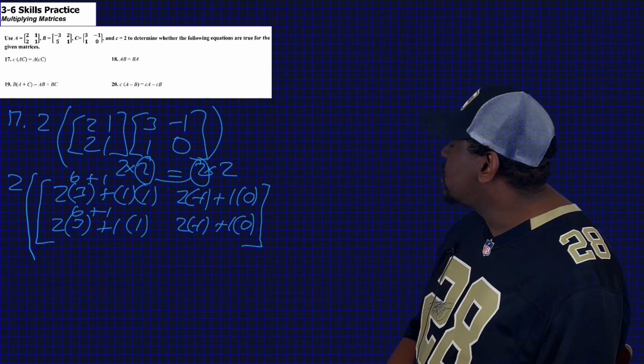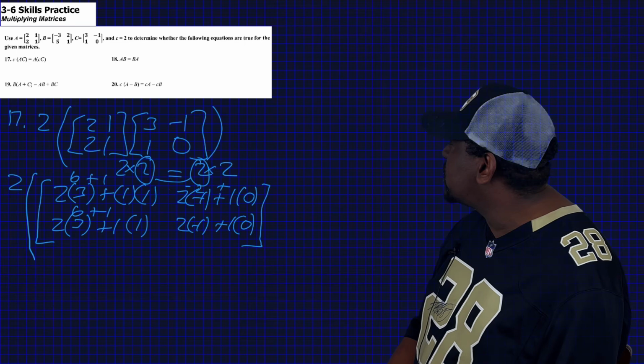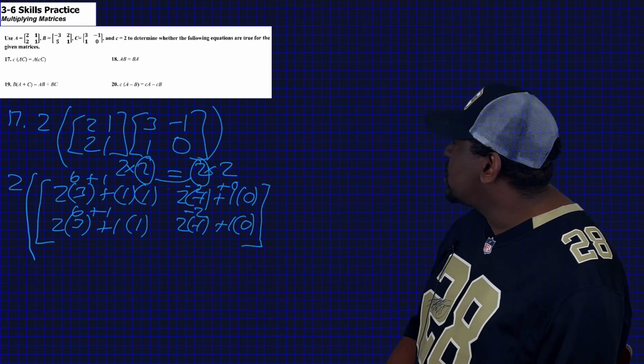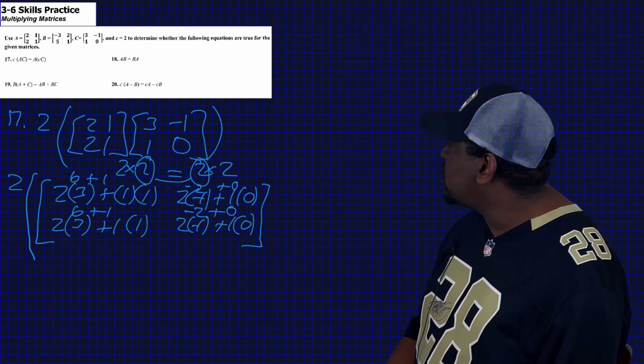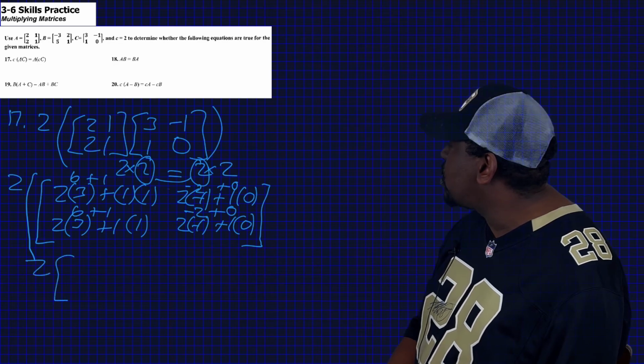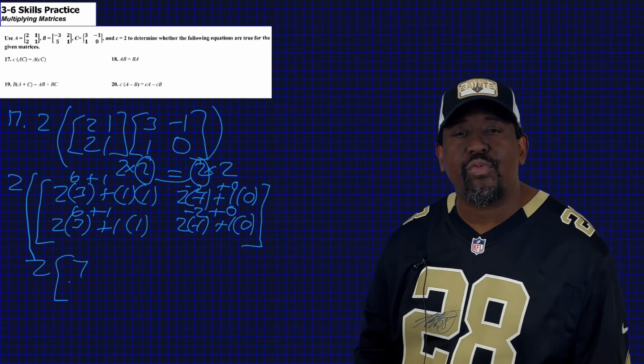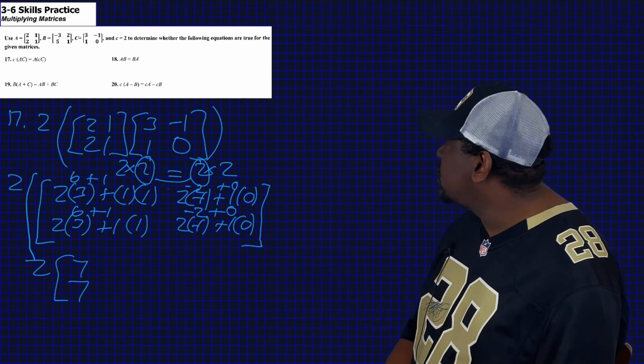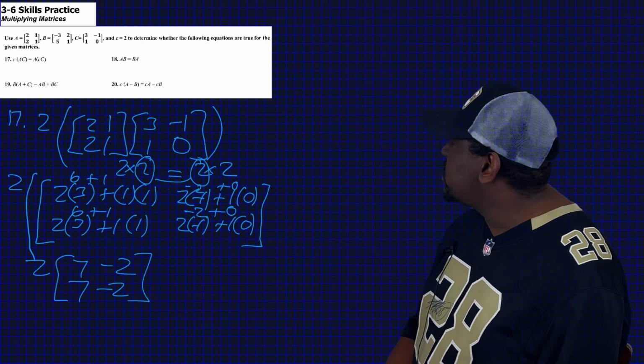First row, first column, 6 plus 1. First row, second column, -2 plus 0. Second row, first column, 6 plus 1. Second row, second column, -2 plus 0. And that will give us a final product, 7 and -2, and 7 and -2.